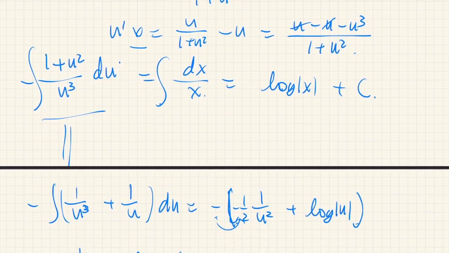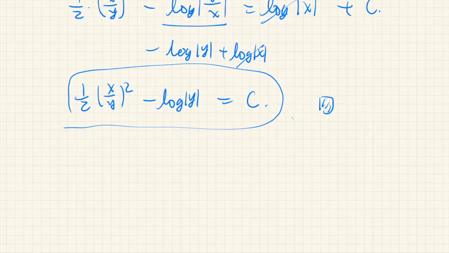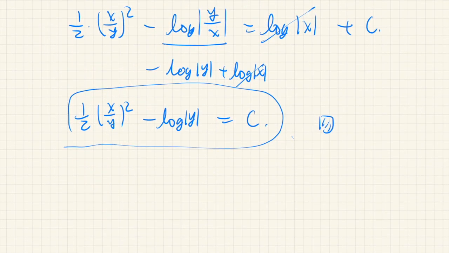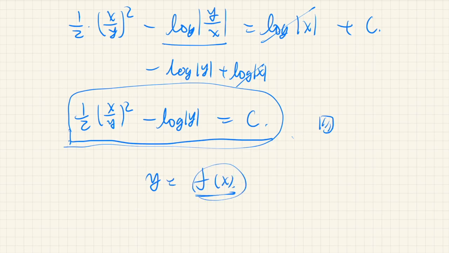As you can see, not all differential equations can be solved explicitly, so sometimes we must be satisfied with this kind of implicit solution. Implicit means it cannot be expressed as y equal to some function of x alone. Here, x and y are mixed, so it's implicit.